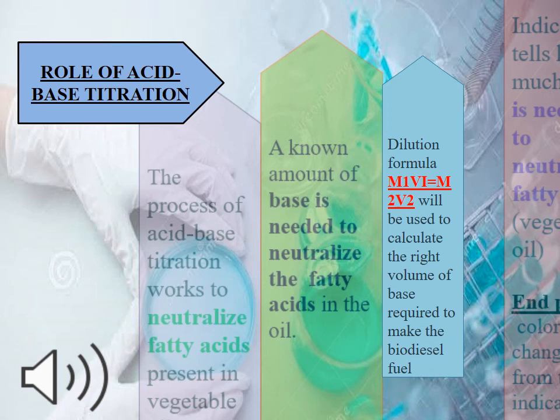In this formula, V2 will be the volume of the base that we have to calculate, whereas the concentrations of the acid and the base will be known, and the volume of the acid present in the oil will also be known. Then an indicator will be used that will tell us how much base is needed to neutralize the fatty acid by changing the color, and the endpoint will be the change in color of the solution.